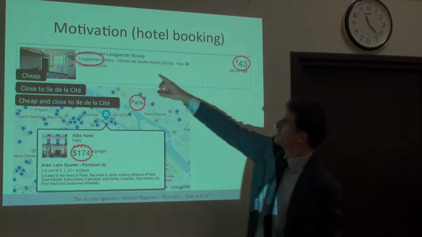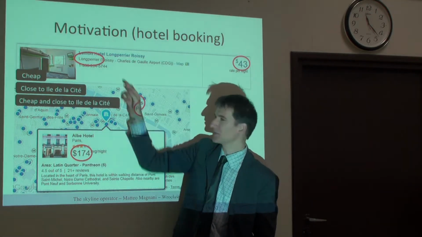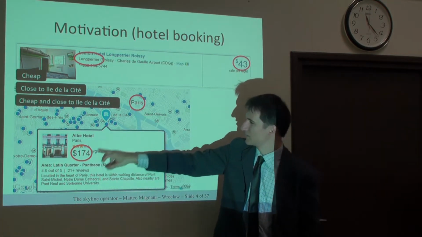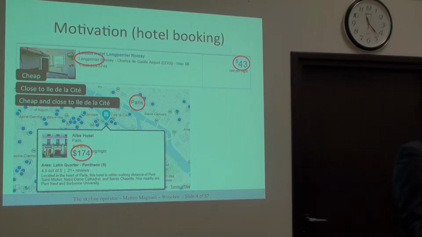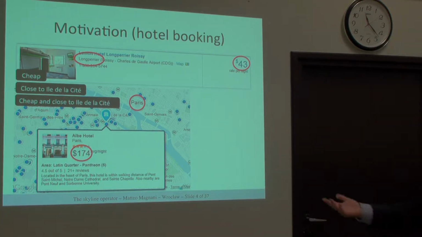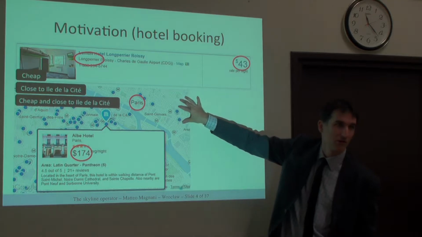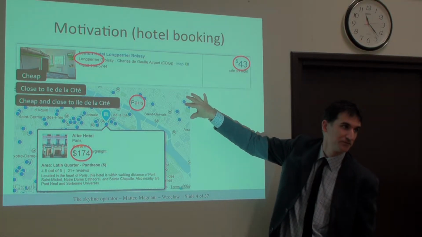This is cheap, but it's very far, it's close to the airport. This is close to the city center, but it's quite expensive. So depending on how much we want to weight these different parameters, we might like one, we might like the other, we might like an option that is a compromise, is a little bit farther, but cheaper.